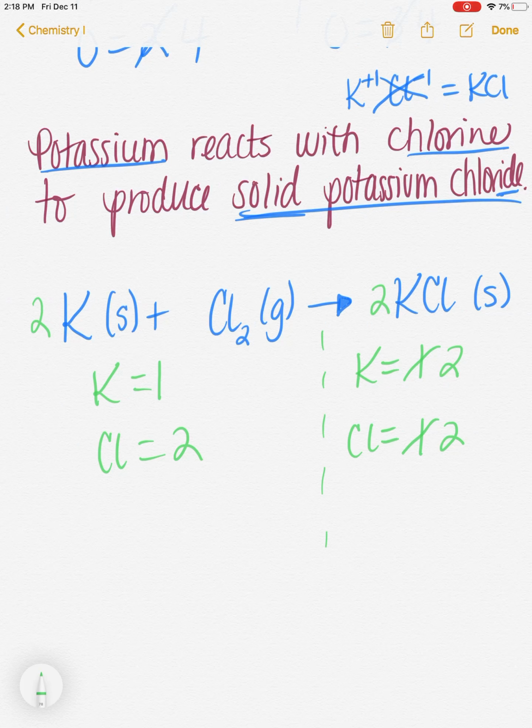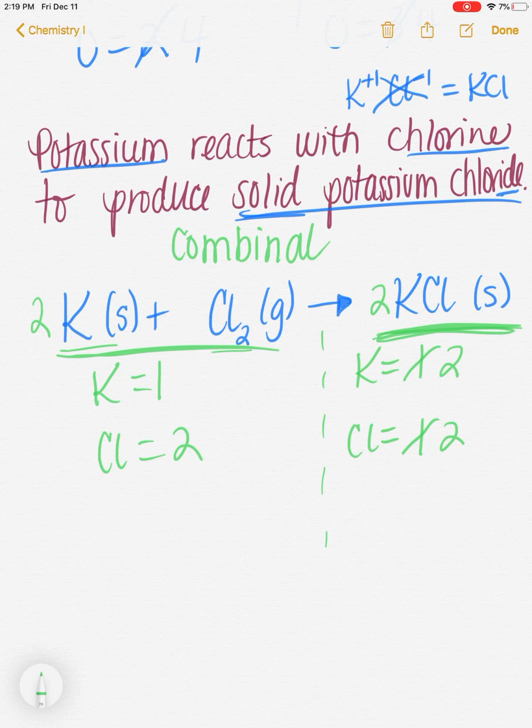So let's go through our list. Is this combustion? If it was combustion, we would have to make CO2 and water vapor. We didn't make CO2 and water vapor, so that can't be it. Is it a combination reaction? Because a combination takes 2 things and turns them into 1. That's exactly what we've got going on right here. We had potassium plus chlorine making 1 final product of KCl. So this is, in fact, a combination reaction.